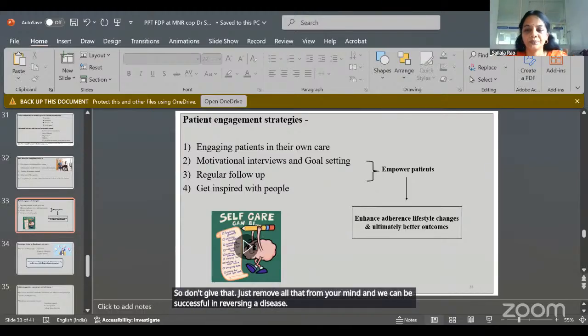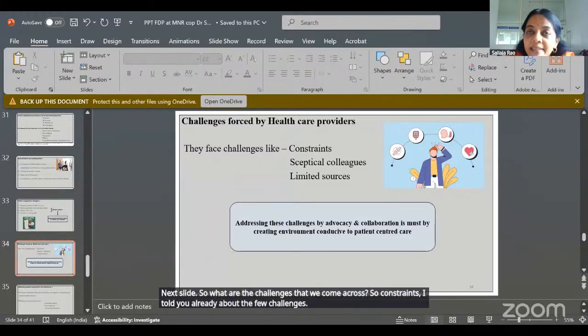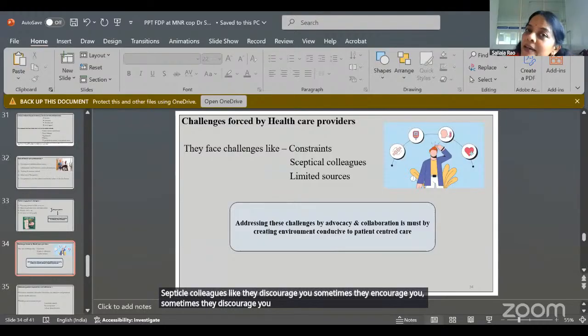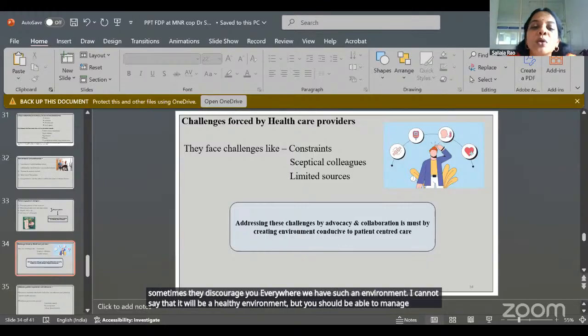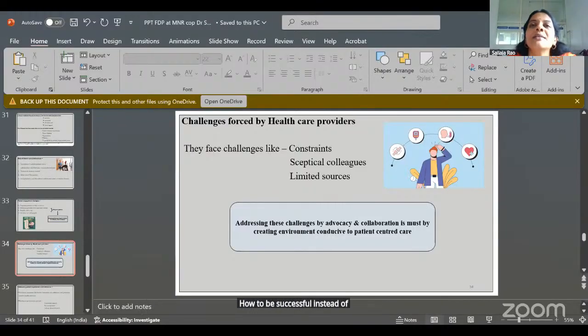Next slide. So what are the challenges that we come across? So constraints, I told you already about the few challenges. Skeptical colleagues, sometimes they encourage you, sometimes they discourage you. Everywhere we have such an environment. I cannot say that it will be a healthy environment, but you should be able to manage how to live and how to be successful. Instead of pointing out others, think what we have to do. Be confident. Develop confidence in yourself.